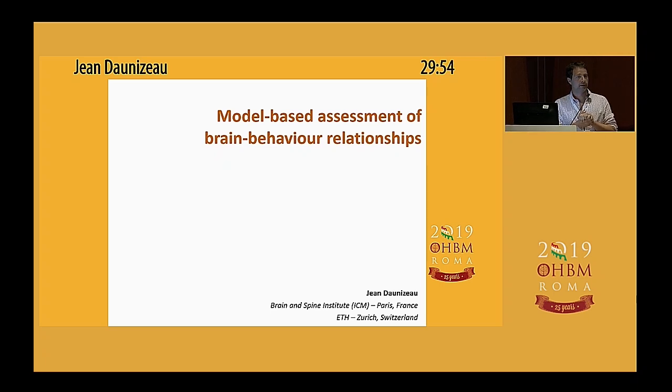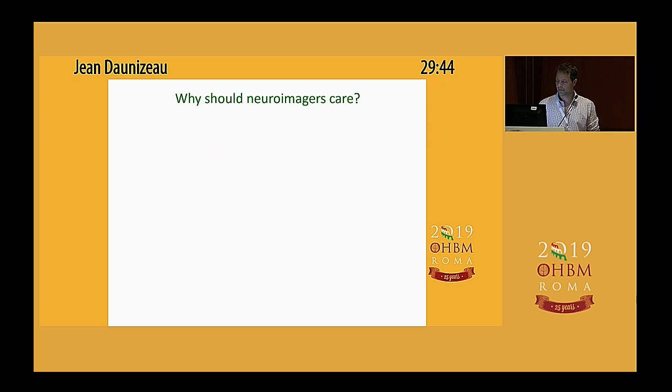I'm going to talk about some model-based assessment of brain-behavioral relationships. I think I'm going to start with a simple question. Typical cognitive neuroimaging works like this: you do an experiment and then you try to look for brain correlates of whatever experimental manipulation you had. And then the question is, do you have to care about behavior on top of this? So why should you care?